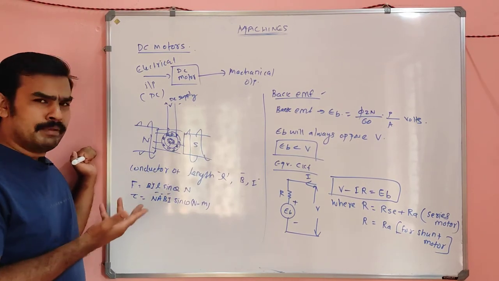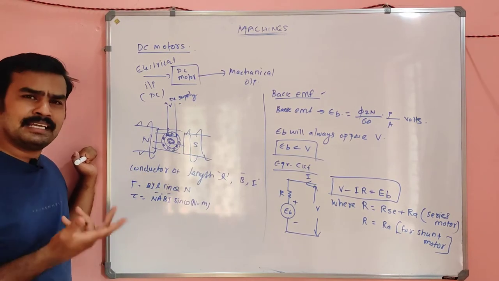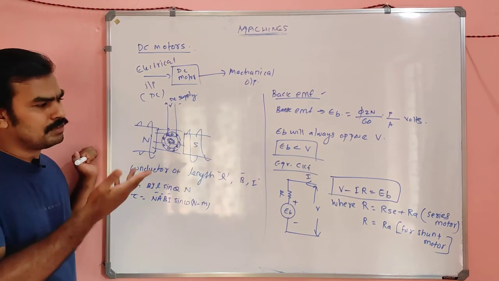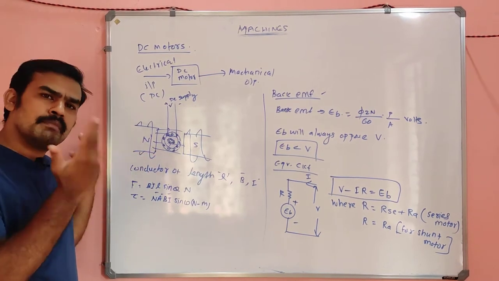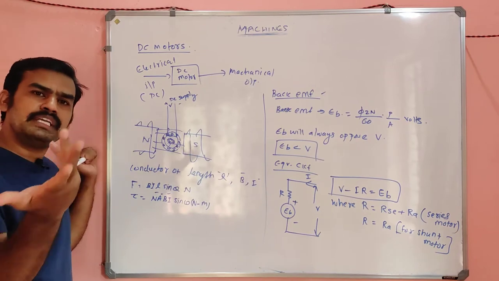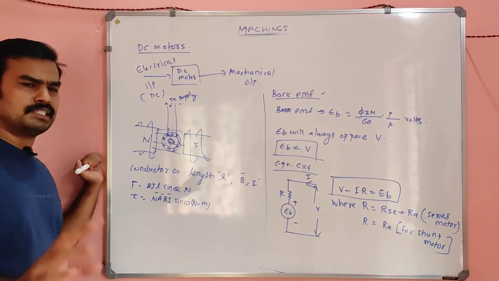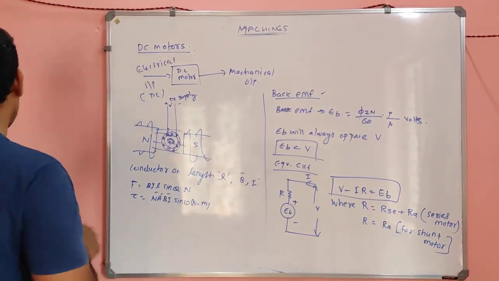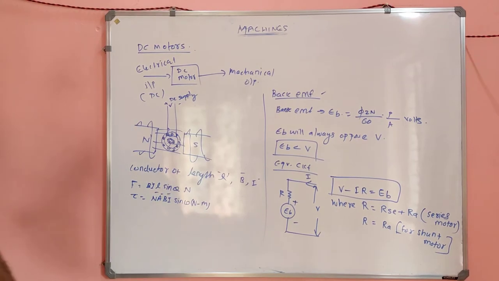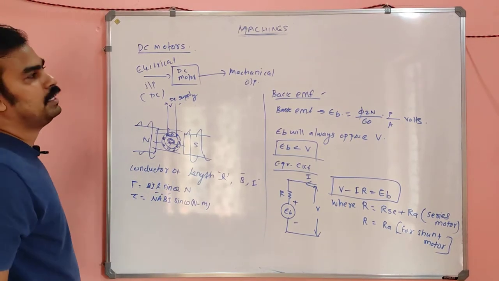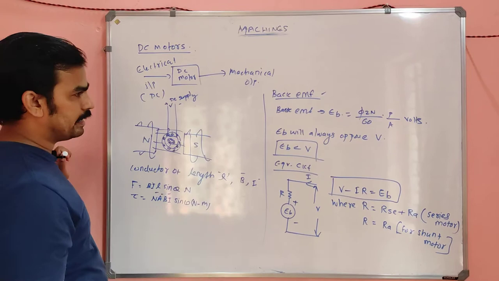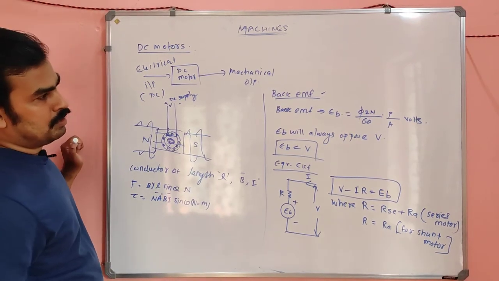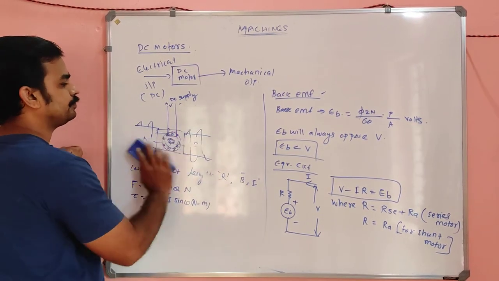If you have pressure drops, specifically written as a pressure drop, then you can write V minus I R minus pressure drop equal to EB. That also you can write, if the question demands it. Is it clear? So that is the principle of DC motor and back EMF.